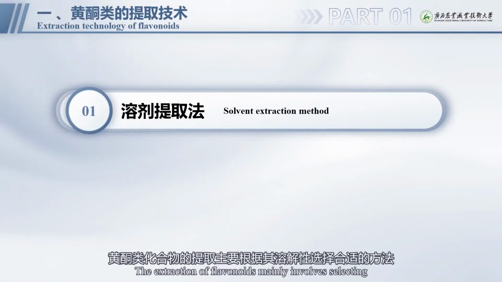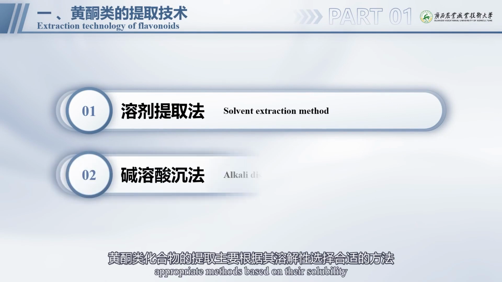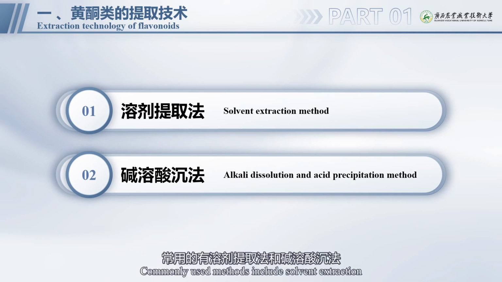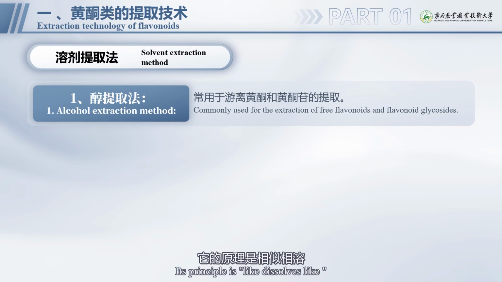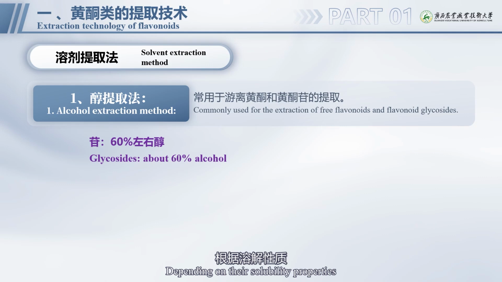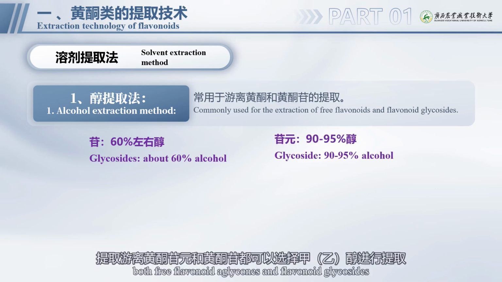The extraction of flavonoids mainly involves selecting appropriate methods based on their solubility. Commonly used methods include solvent extraction and alkaline dissolution, followed by acid precipitation. Solvent extraction is the most commonly used method. Its principle is like dissolves like, depending on their solubility properties. Both free flavonoid aglycones and flavonoid glycosides can be extracted using methanol or ethanol.